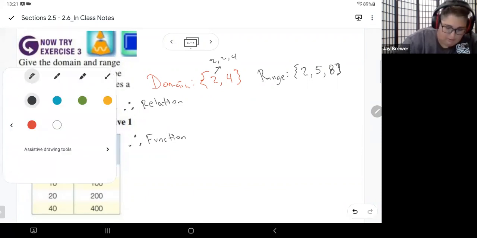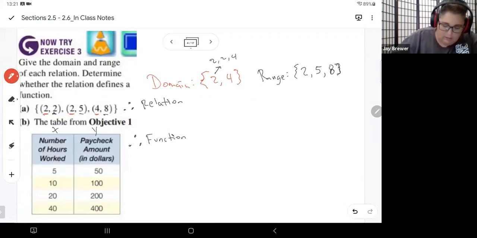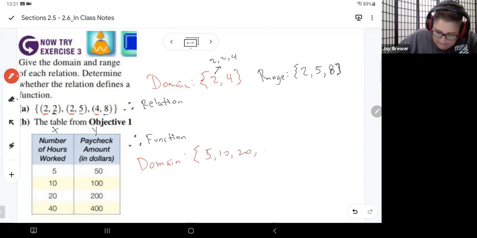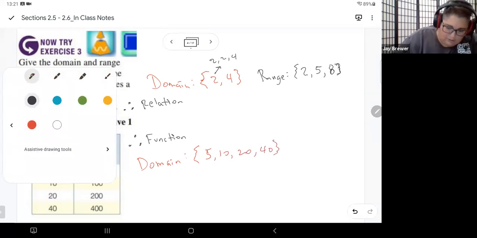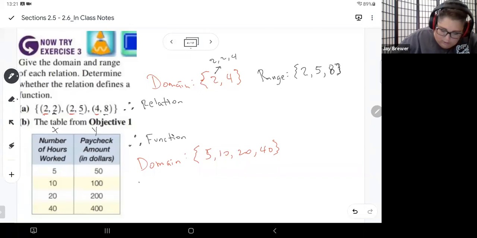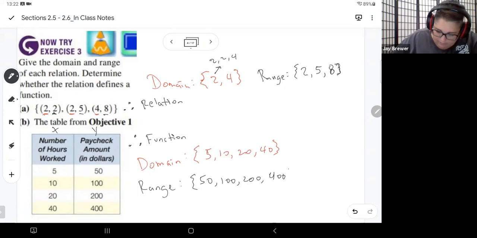And just to be thorough and get all of your points, you need to say that the domain is your set of x's. So that would be 5, 10, 20, and 40. And your range is your set of y's. And they're going to be 50, 100, 200, and 400.